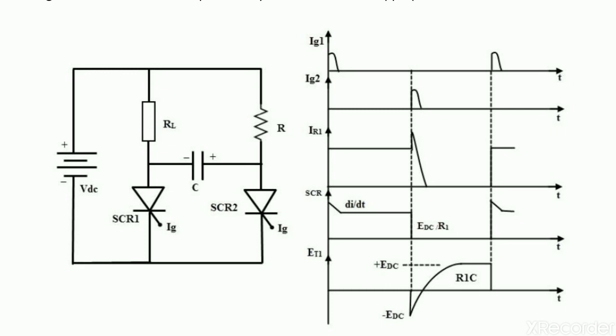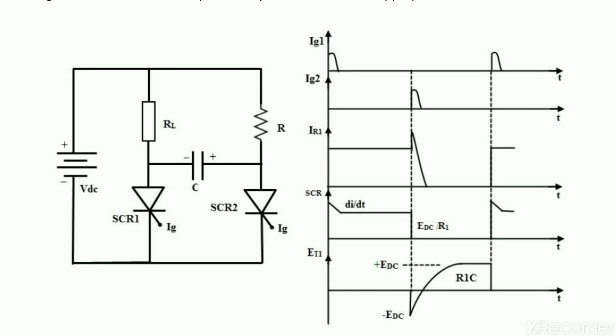As soon as the capacitor is fully charged, the polarity across the capacitor becomes positive on the right plate and negative on the left plate. So after full charging of the capacitor, the voltage across SCR1 will be reverse biased. That means at the anode there is a negative voltage. So ultimately, due to this reverse voltage or reverse polarity, SCR1 will turn off.